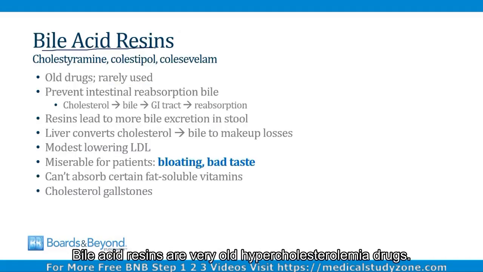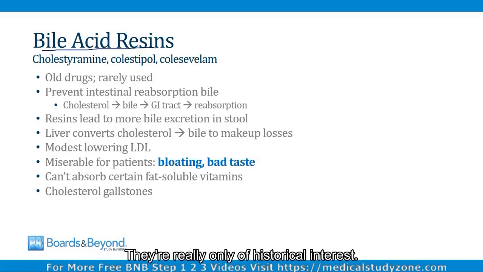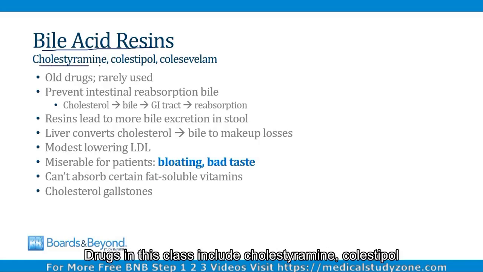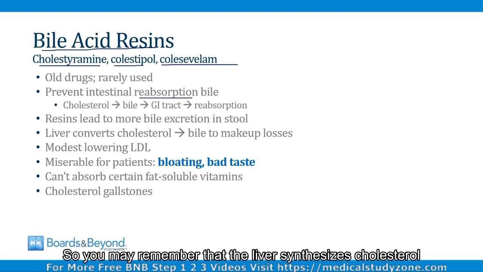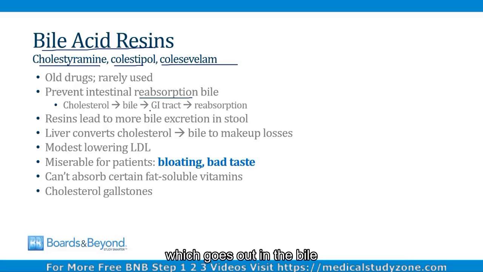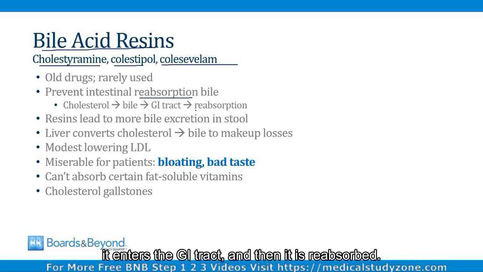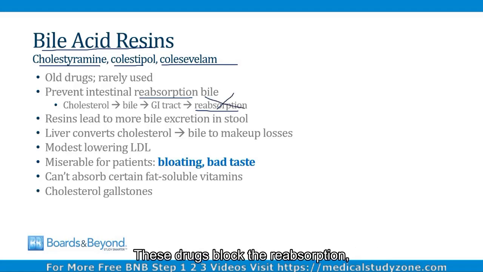Bile acid resins are very old hypercholesterolemia drugs. They're really only of historical interest. Very few people use them in the modern era. Drugs in this class include cholestyramine, colestipol, and colesevelam. These prevent the intestinal reabsorption of bile. So you may remember that the liver synthesizes cholesterol, which goes out in the bile. It enters the GI tract, and then it is reabsorbed. These drugs block the reabsorption.